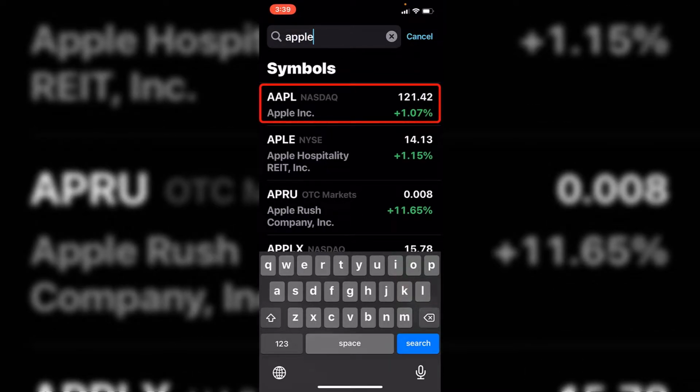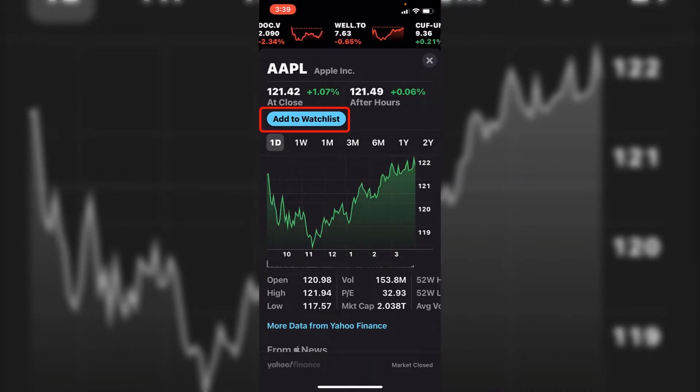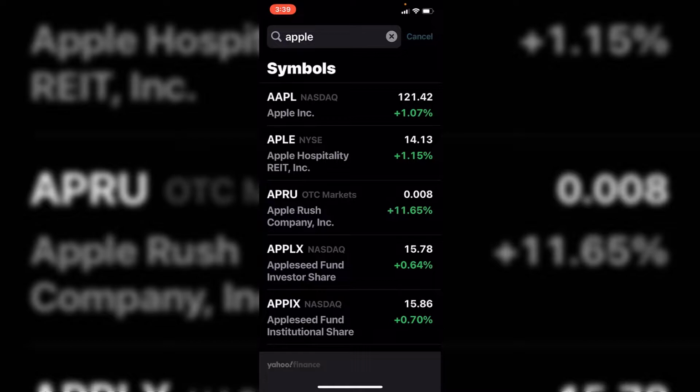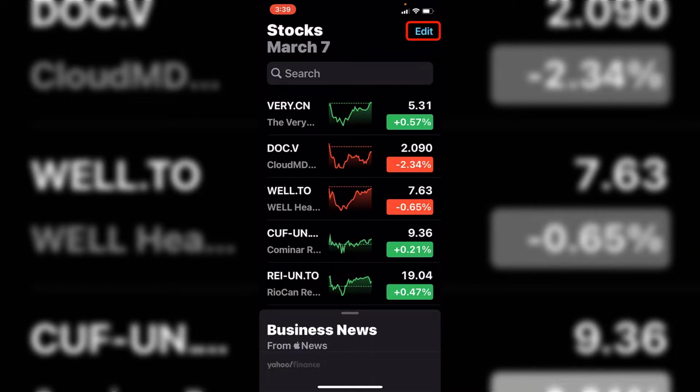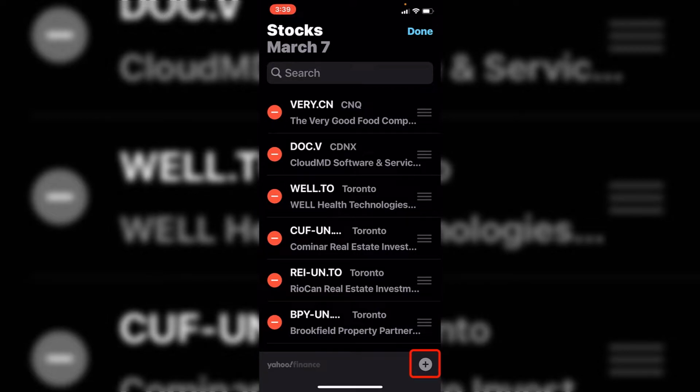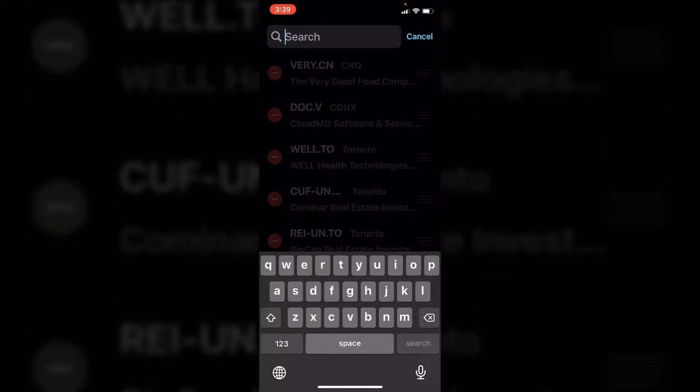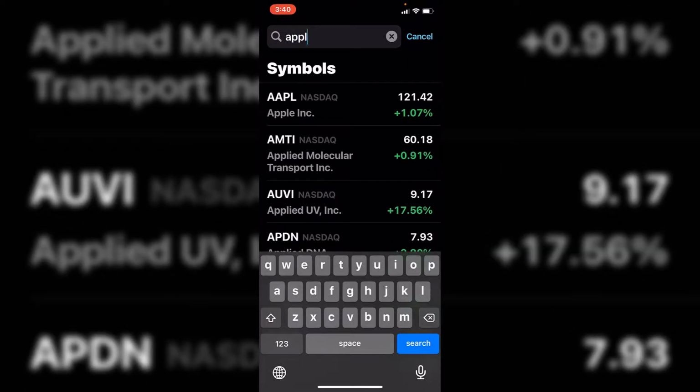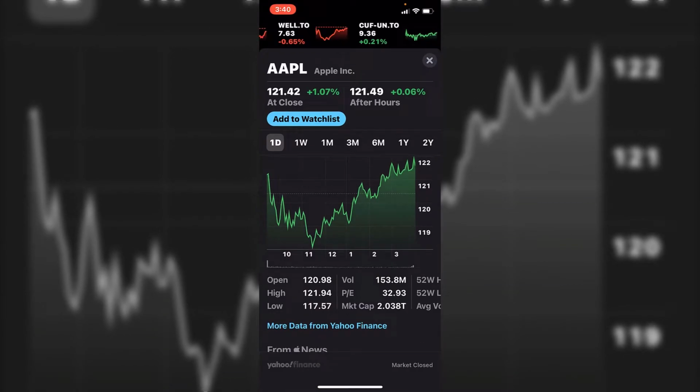So here it is. The first one shows Apple. If I want to add it, all I have to do is touch it once and touch Add to Watch List. But I'm just going to show you something else here, so I'll cancel. There's an edit button right on top, to the right. I click it, and if you go further down to the right, you can see a plus button, which if I touch, gives me the same search bar. So now I'm going to touch Apple, and just for the sake of this video, I'm going to add it to my watch list.